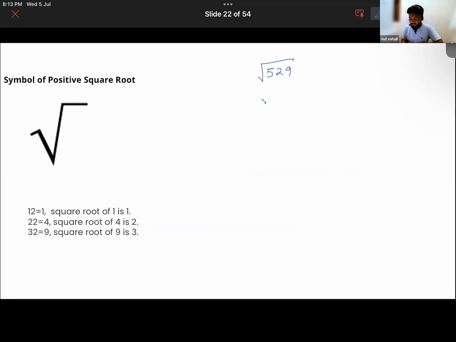529. 121. 441. 484. Find the square roots of these numbers. It shouldn't take too much time. Sir, the second one is 11.